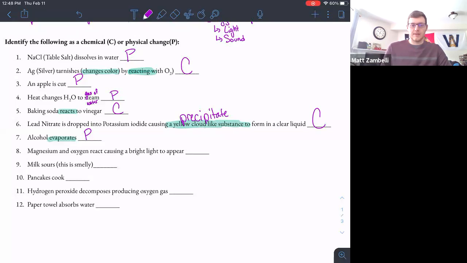All right, 100% of those answers were correct. It is a chemical change. That bright light coming out, that we see that bright light tells us the chemical change happened. What about if milk sours? What do we think for that one? Physical or chemical?